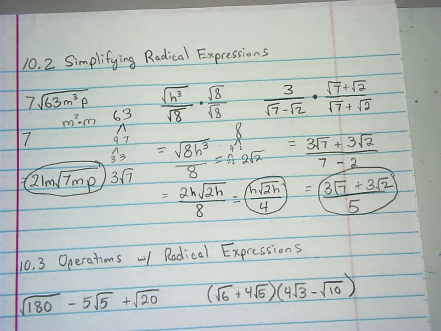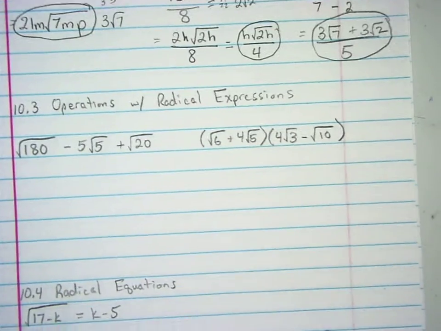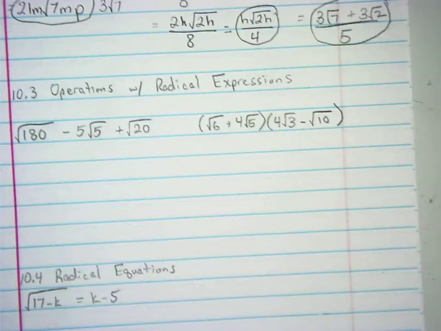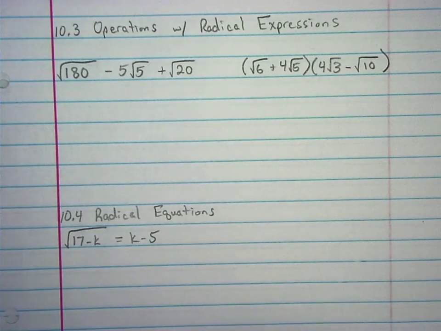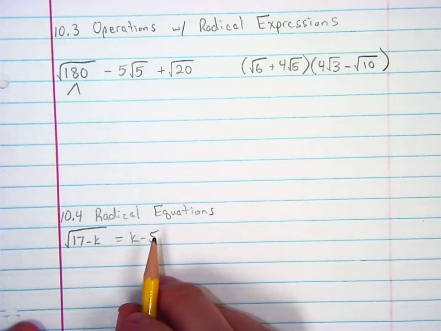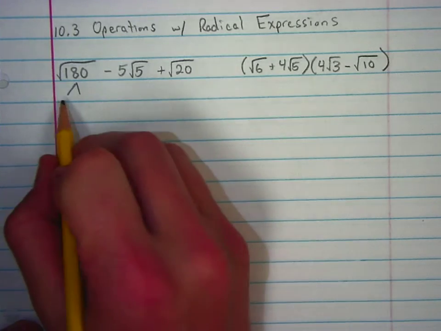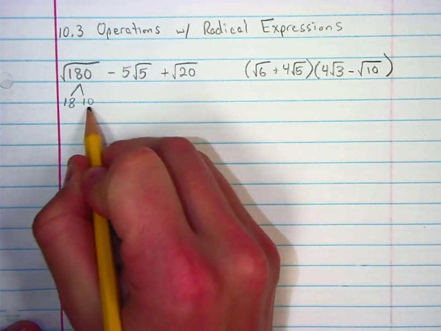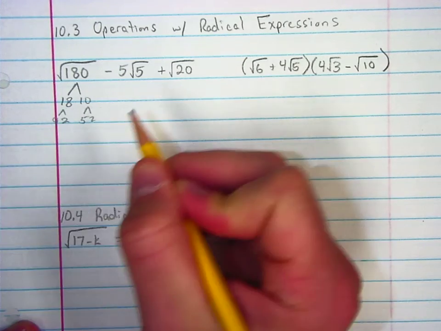Alright, and then we're going to go to 10.3, operations with radical expressions. So we have the first one, the square root of 180. So let's simplify that first. Let's see, what are two good factors of 180? Let's go 18 and 10. This breaks down to 5 and 2. This breaks down to 9 and 2.